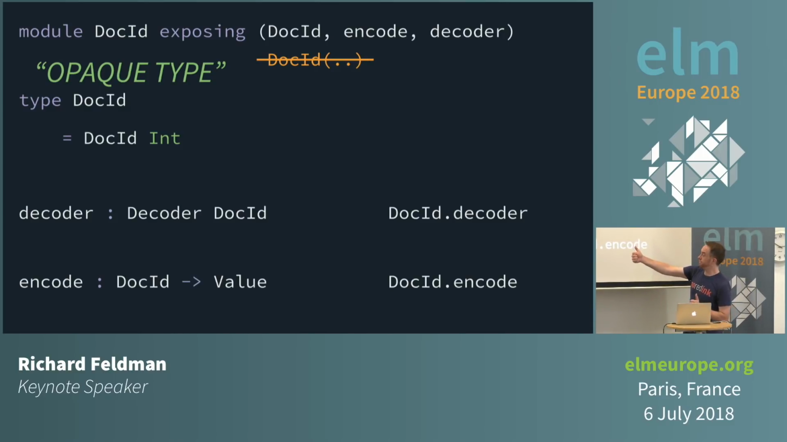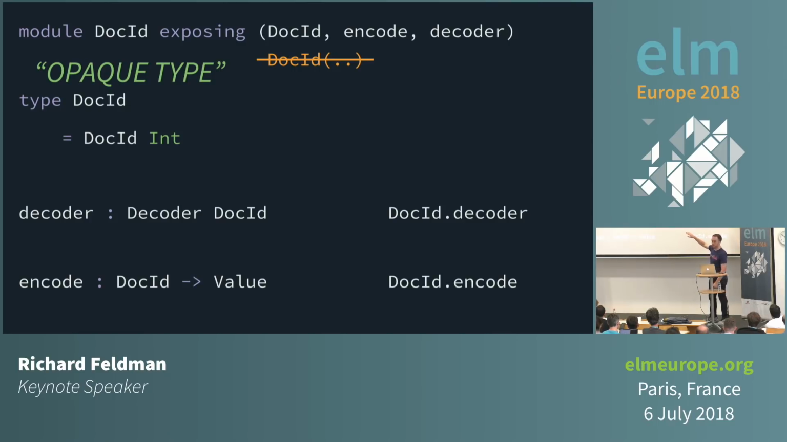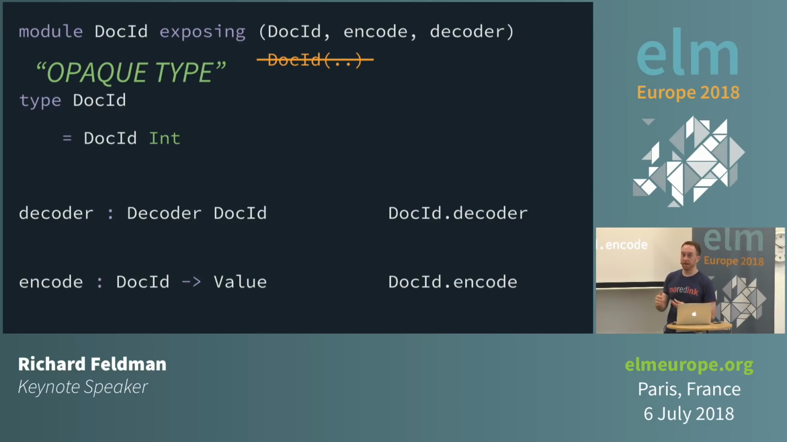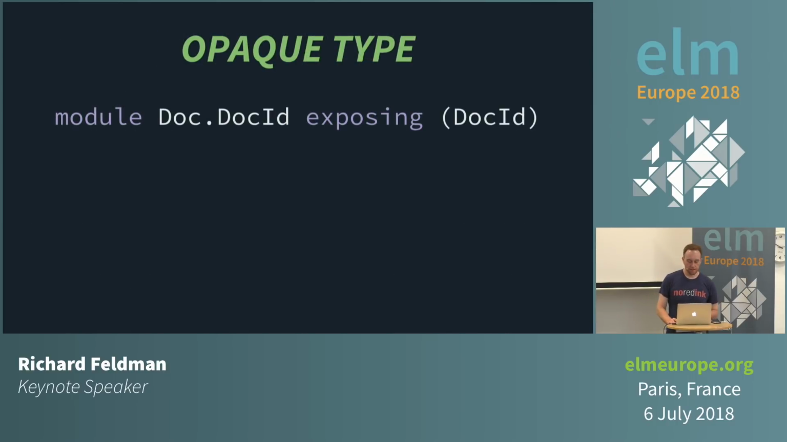You can encode one. Given a doc ID, you can turn it into a JSON value, or you can decode one from JSON. That's it. You can't make one by hand. That's a design decision I've made, and it's something that I'm able to make because I've made this type opaque.